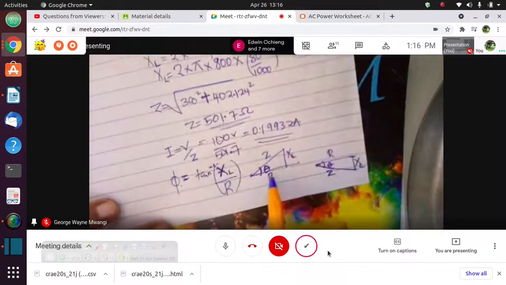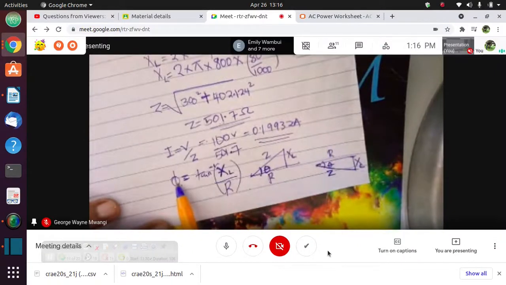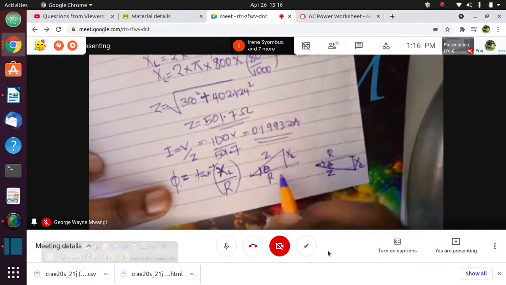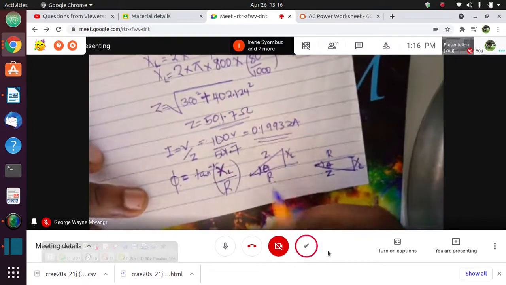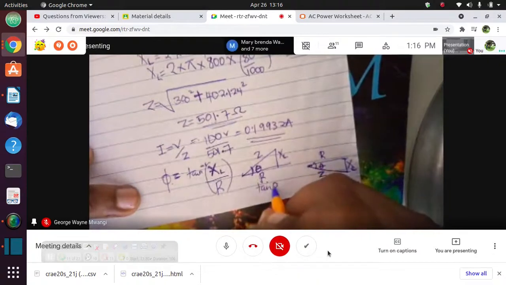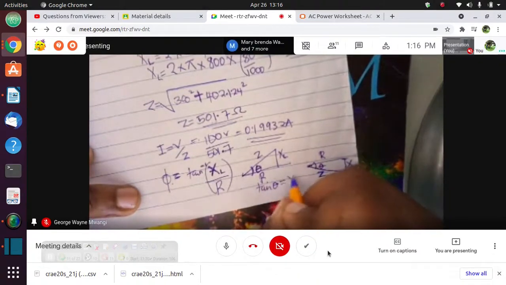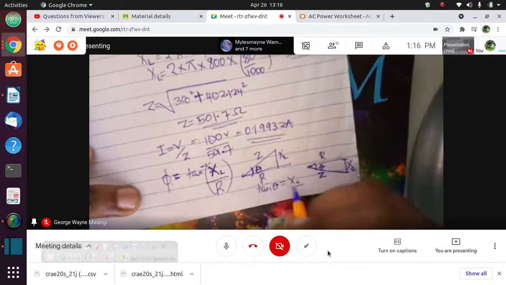Now, when you talk about phase angle, the angle that the current is leading or lagging the voltage, then you'll take the tan inverse. Tan inverse is opposite over adjacent. So the tan inverse of that angle, whether it's theta or phi, will give you the phase angle.